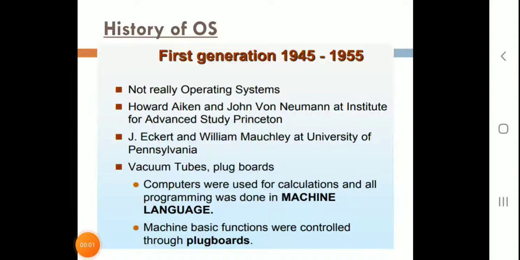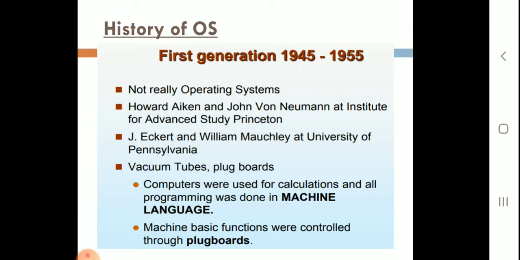Hello students. The next video lecture is on the history of operating systems. In the previous lecture we talked about what an operating system is, what its goals are, why we need it, and what its components are. In the second video we introduced how to load the operating system, what the booting process is, and so on.